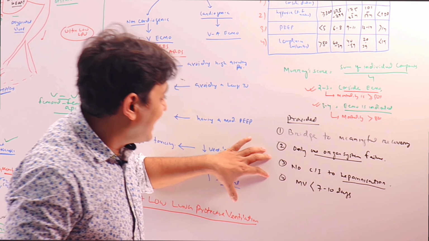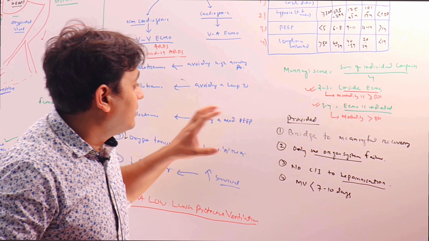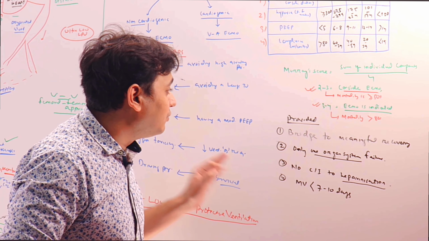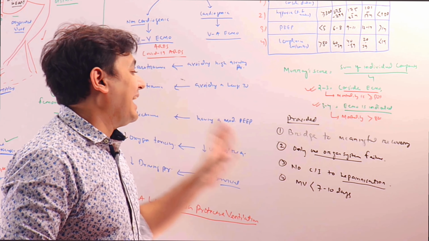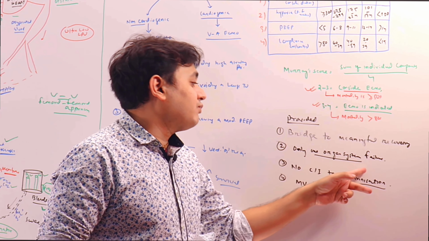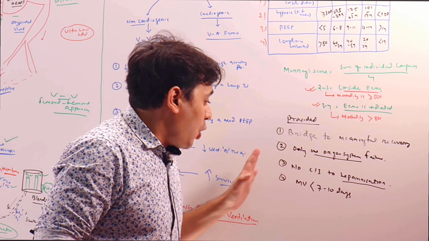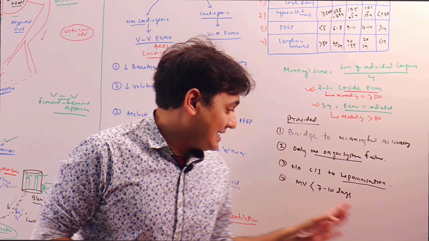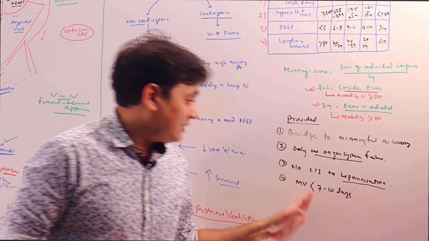So what are the 4 conditions that have to be fulfilled? First is the disease condition of the patient is reversible. So we are just putting the ECMO as a bridge to meaningful recovery. And there is only one organ system failure, that is the lung, and there is no contraindication to heparinization, and mechanical ventilation duration less than 7 to 10 days. So these are the patients who will go onto ECMO.